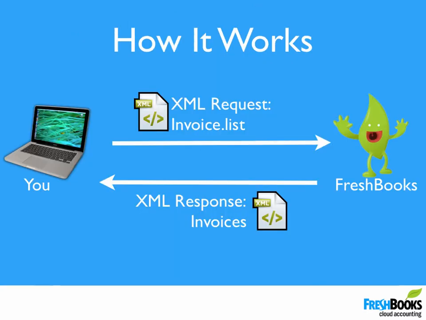So now that you have a brief overview, let me explain to you how it works. We are an XML RPC API. It doesn't sound as sexy as a RESTful one, but it's fully featured and it can replicate around 98% of what the actual web app can do. To talk to FreshBooks, all you have to do is send an XML request, like this example here. We're doing an invoice.list call. FreshBooks will take that and respond with an XML response with all the invoices that you've been looking for.